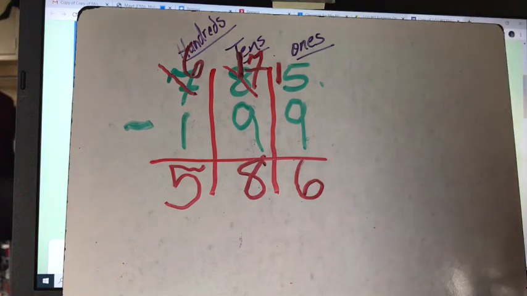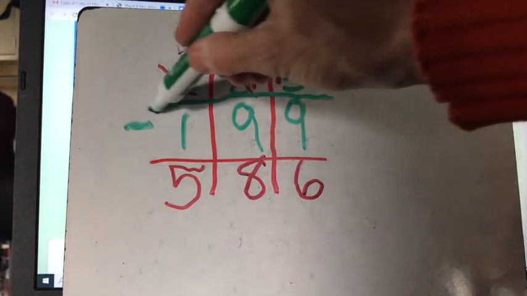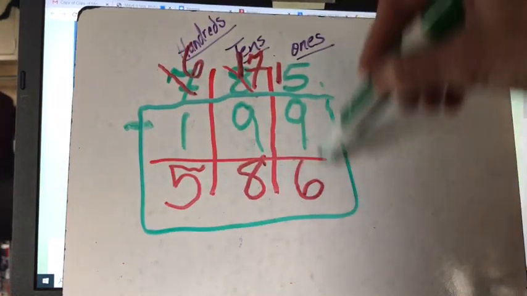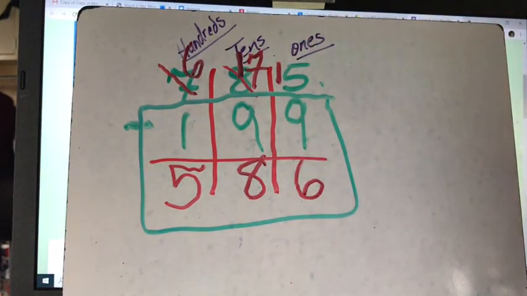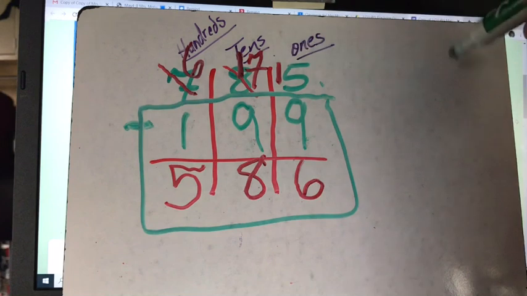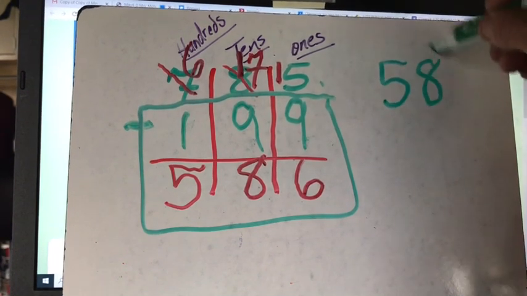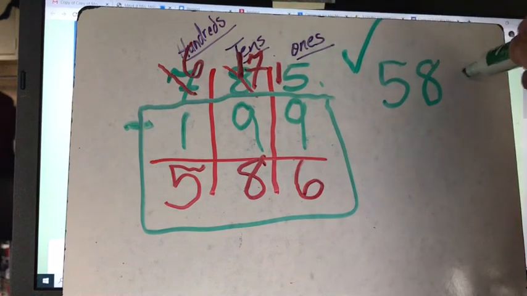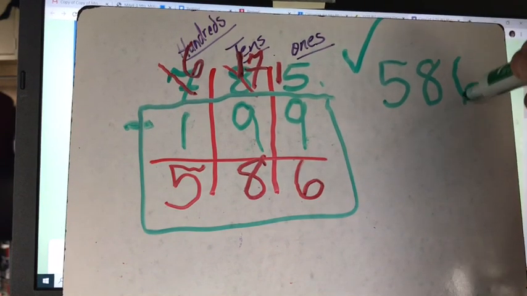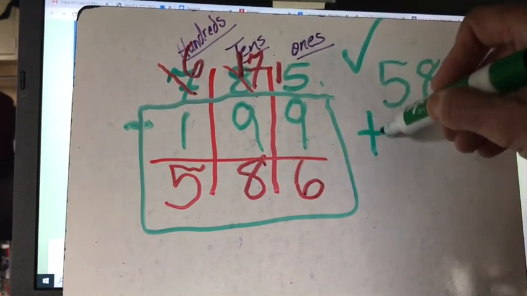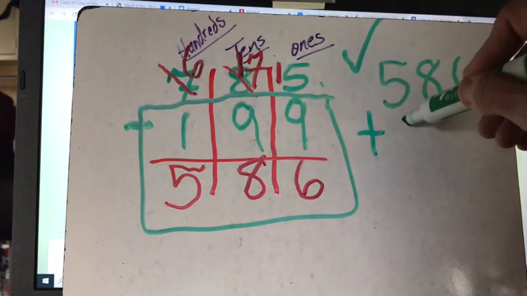Let's go ahead and check that. When you check, you take these 2 numbers here and add them together, and if we do it correctly, we should get the 785 that we start with. So I line up my numbers. Here's my check, 586. I'm going to do the opposite. It's a fact family.